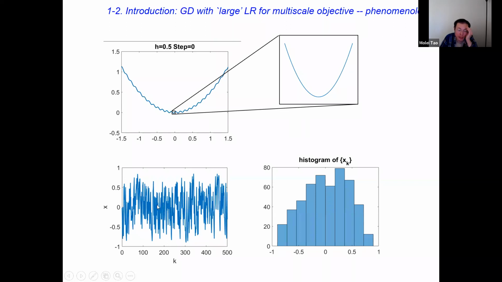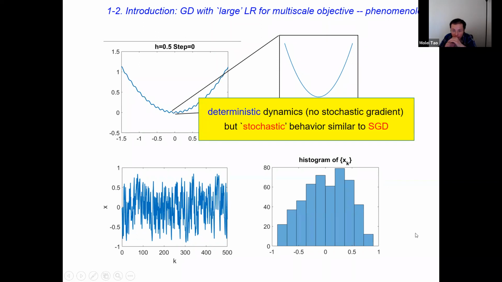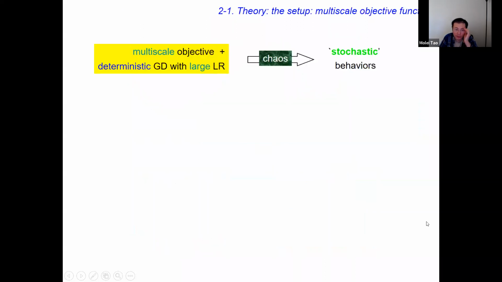So this is just a single trajectory. And you see this very stochastic-like behavior. I collected the values that x takes along this single trajectory, I plot the histogram of these values, and I almost see a rather good statistical distribution. So remember, I'm using completely deterministic dynamics, but it nevertheless exhibits behavior that looks like stochasticity. And I think most of you are familiar with SGD, and this stochastic behavior is almost the same as that of SGD.